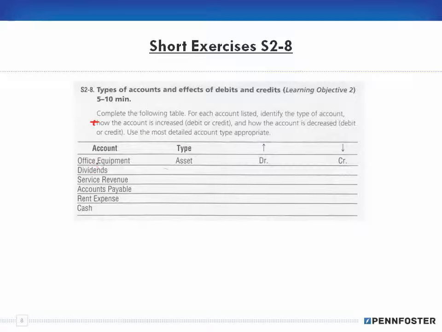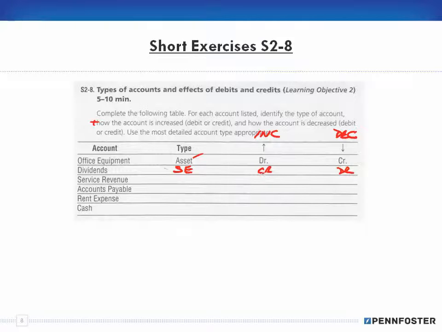Okay, so as an example, office equipment, that is an asset because it's something we own. And we know that we increase assets on the debit side. So this is representing the increase, and this is representing the decrease. Because it's an asset, we know we debit the asset. We increase the asset on the debit side. Dividends is stockholders' equity. Okay, and with equity, we know that we increase the equity on the credit side, which means the opposite is a decrease on the debit side.